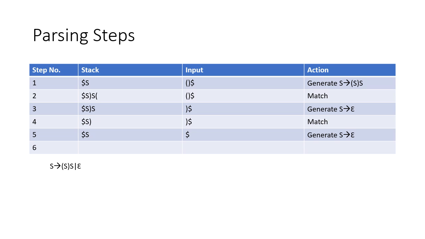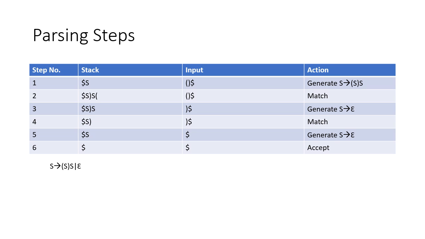Now again, I'm left with a non-terminal at the top of the stack. So we are going to generate: S derives epsilon. Once we do that, I'm left with $ and $. Remember what I said, when you're left with an empty stack and an empty input, it is accept. So we have accepted the input string, parenthesis parenthesis. This grammar is simple matching of parentheses. This is how the parsing takes place.